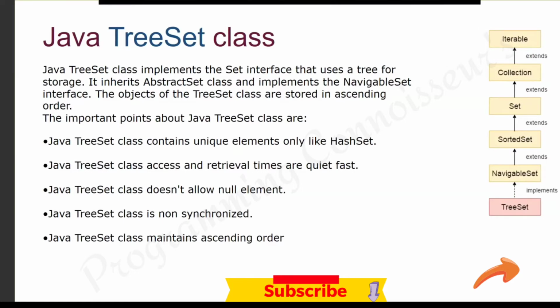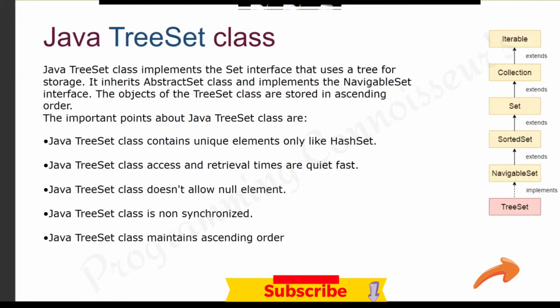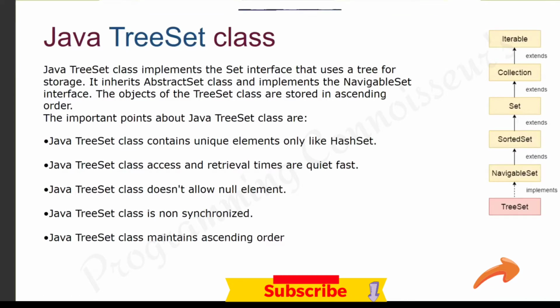Tree set contains unique elements again, because it is the behavior of a set, which implements the set interface. Tree set class access is quite fast. It doesn't allow null elements, and you can maintain ascending order. The last point is why we will go for a tree set. I want the data in ascending order, so then I will go to a tree set.